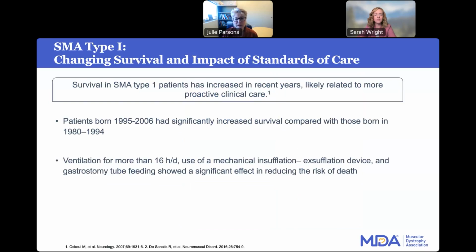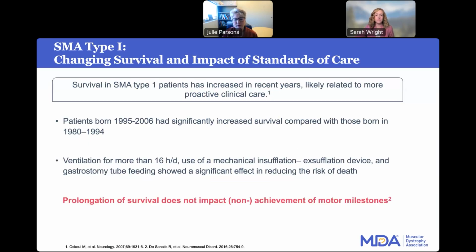We know that implementation of these standards of care has improved survival of patients with SMA. Prior to the care guidelines being published, there was an increased risk of death, and that survival curve has been shifted with implementation of the care guidelines. Next, it's important to understand that the prolongation of survival doesn't really impact achievement of motor milestones. So care guidelines impact survival, but not really motor milestones.